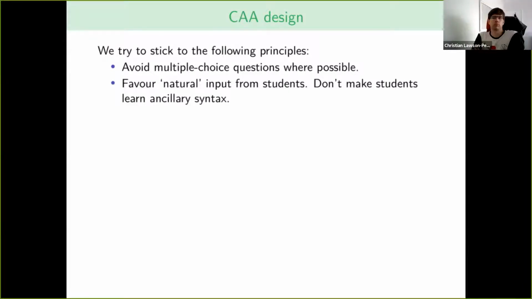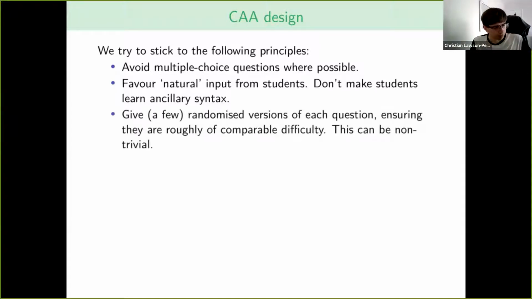Secondly, we favour natural input from students. Our students do not encounter Maple itself during their degree, so we do not want to force them to learn Maple or LaTeX syntax, as this is not part of the learning outcomes. These can cause some issues, however. For instance, in my own course, where I teach first-year algebra, including topics such as permutations and cycles, I've written my own parser to understand students' input that would be written the same way they would write it on paper.